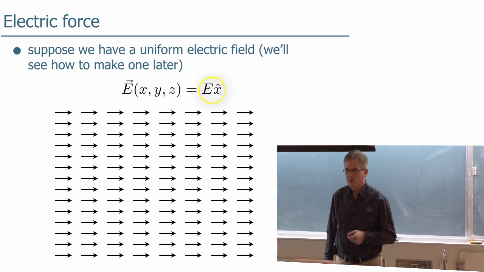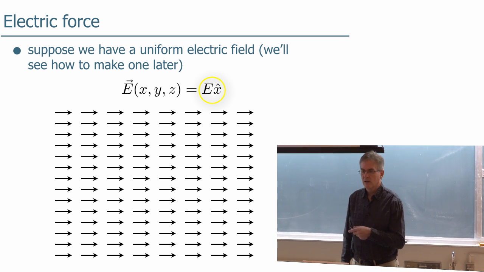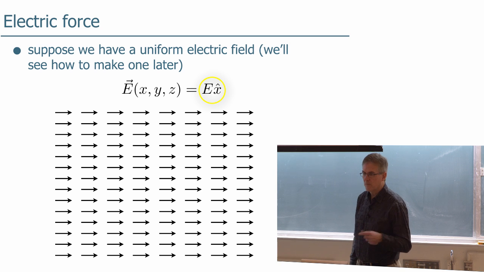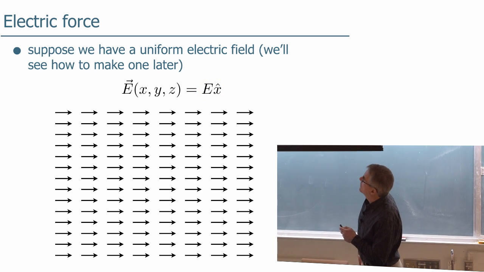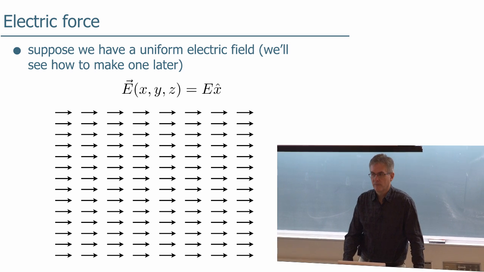X hat, remember, does not carry any units. It is a dimensionless unit vector pointing in that direction. It just tells you the direction. That's it. So you don't have to worry about its units. We're going to talk in detail about what are the units of the electric field.